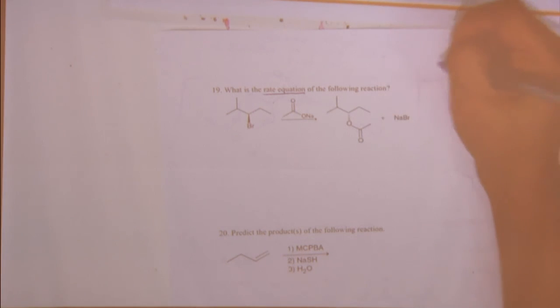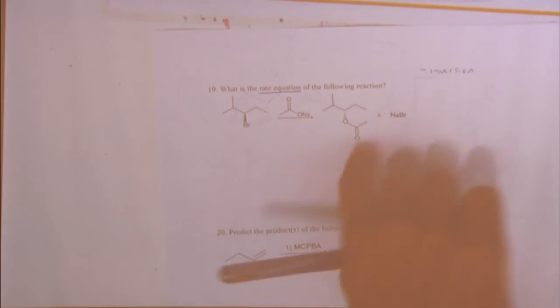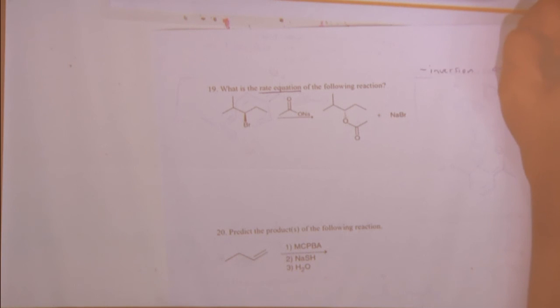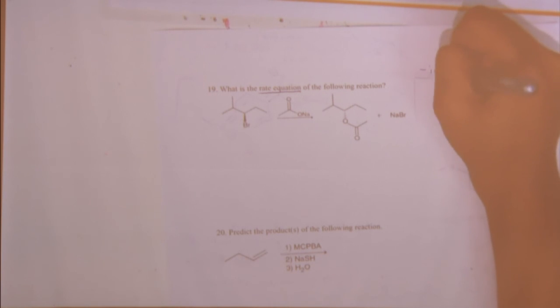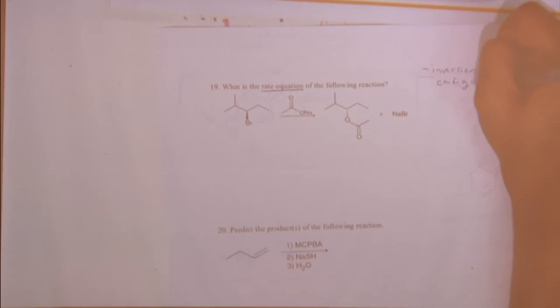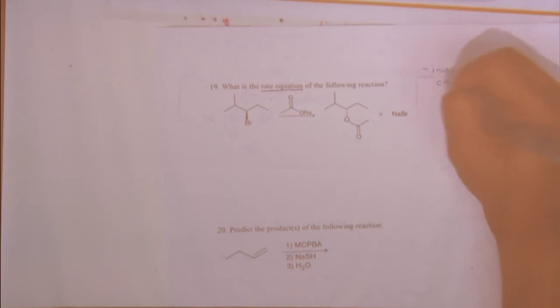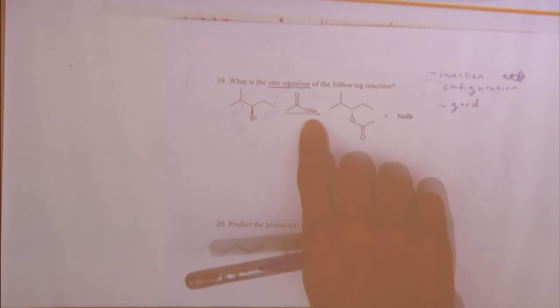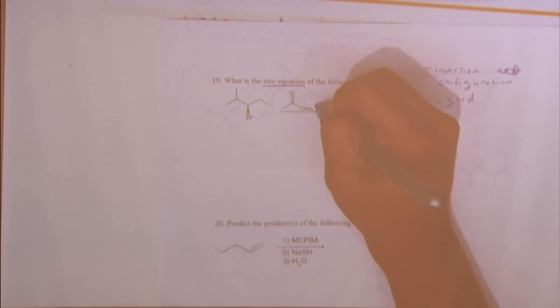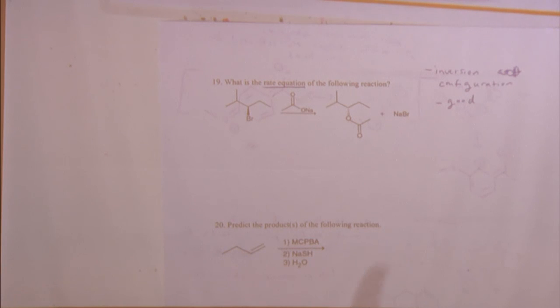Some other key things to notice is that you're getting inversion of your configuration from your starting material to your end material. Then this is a good nucleophile because once that spectator ion leaves, you're going to have electron density on that oxygen because of that negative charge. So you're readily able to give electron pairs, so this is acting as a good nucleophile.